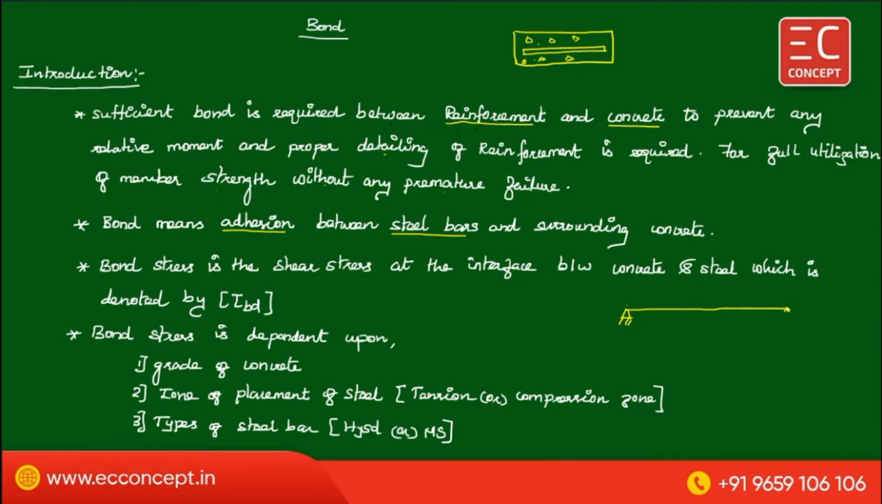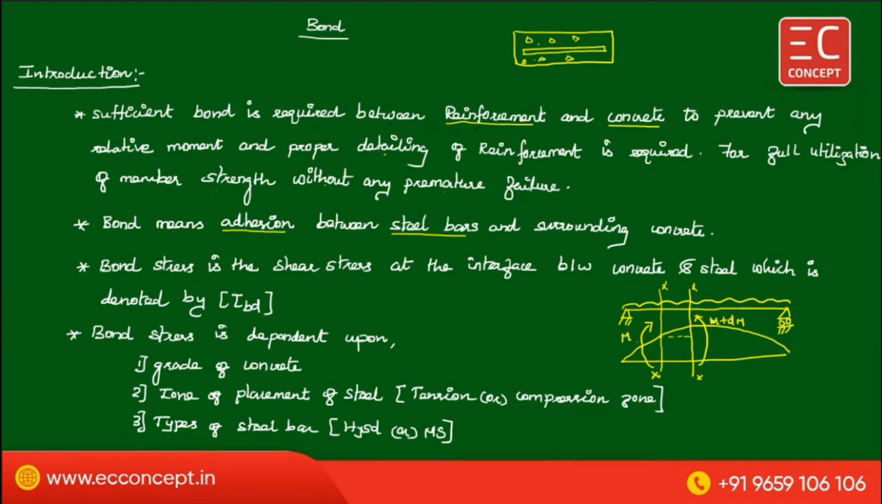For example, there is a simply supported beam, and over that there is a UDL acting throughout the span, and this is the bending moment diagram. If we consider two sections X and X, at this point there is a moment M, and here there is a moment M plus dM. This is M, and this is somewhat more, M plus dM.